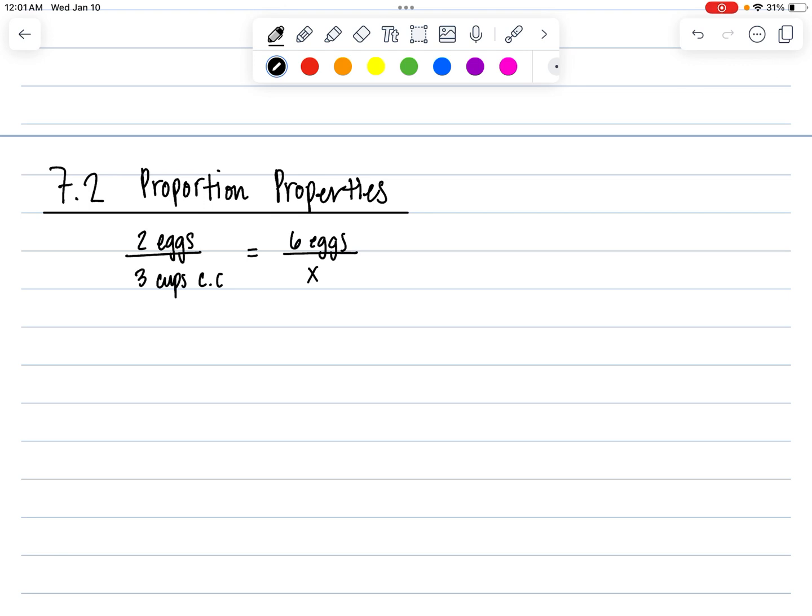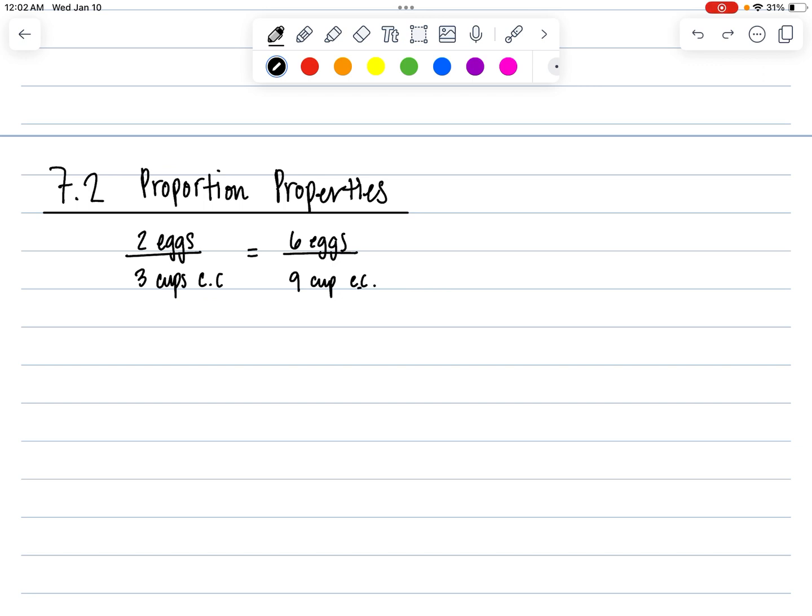In this particular case, the properties kick in, and we could solve this using a number of different ways. For instance, we definitely know that it goes from 2 eggs to 6 eggs. That's 3 times as many. So we should realize that there should be 3 times as many chocolate chips. And in this particular case, it should be 9 cups of CC. And this is our answer, okay? Our properties here actually tell us this.